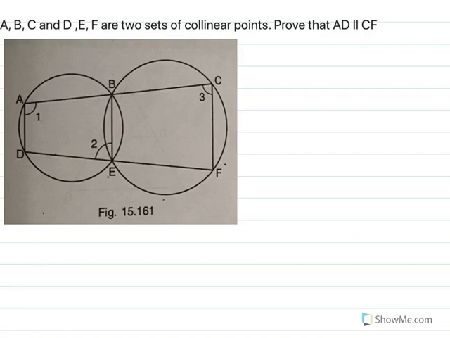A, B, C, D, E and F are two sets of collinear points. Prove that AD is parallel to CF. So let's take up the first cyclic quadrilateral.